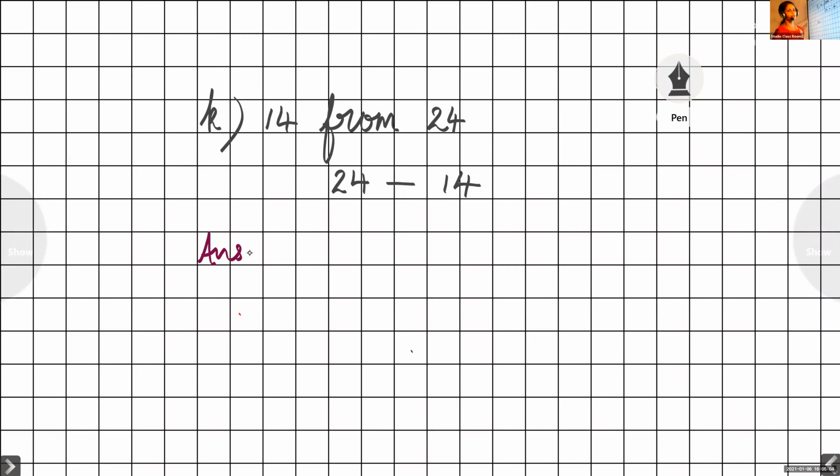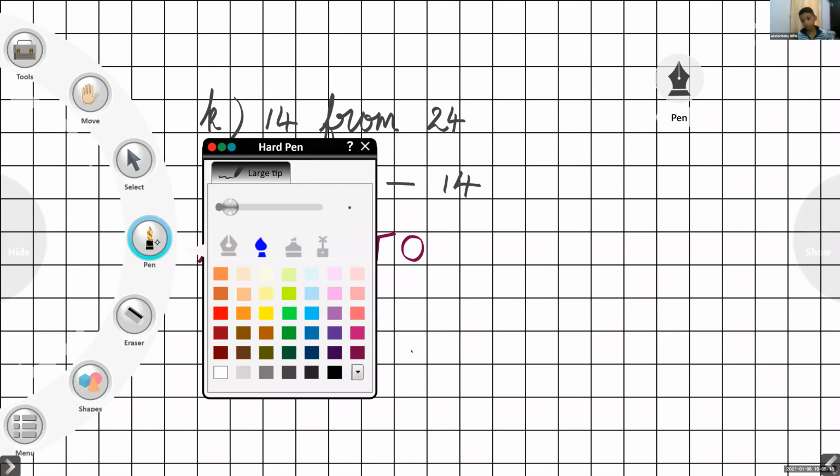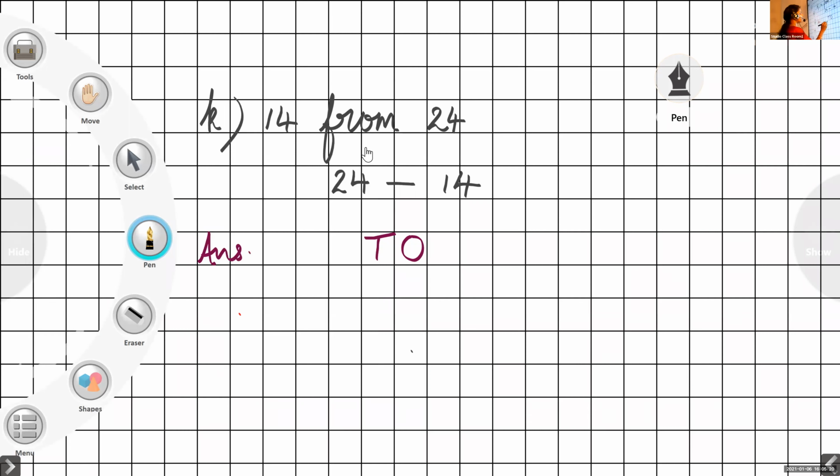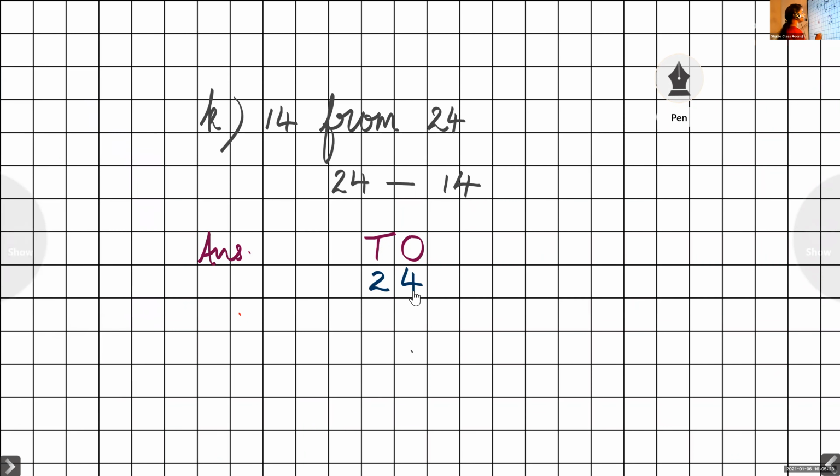Here 24 and 14 both are two digit numbers having two places, tens and ones. And which is a bigger number, Abel, here? 24. So let us write number 24. Two tens, four ones. Which is the next number? Smaller number? 14. One ten, four ones, 14. We are doing subtraction, so minus symbol.